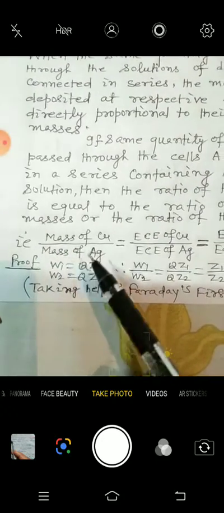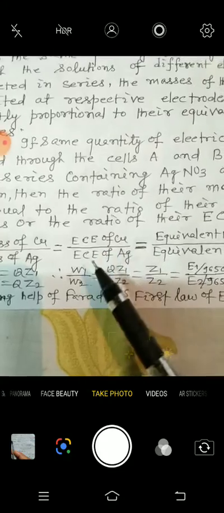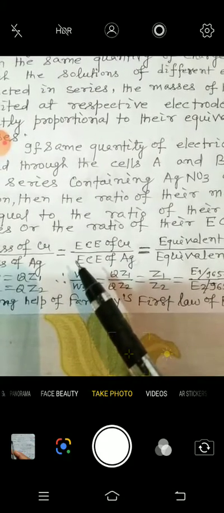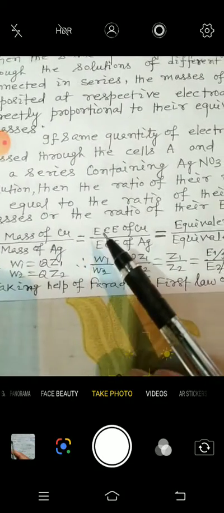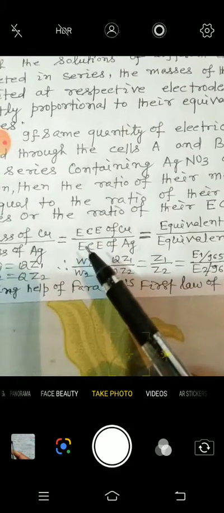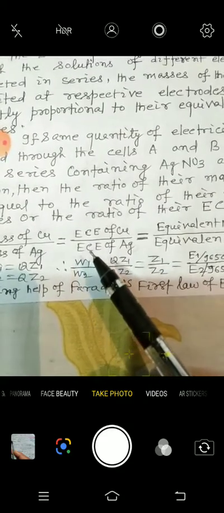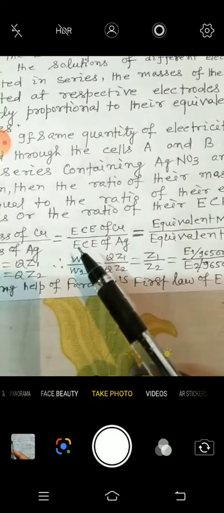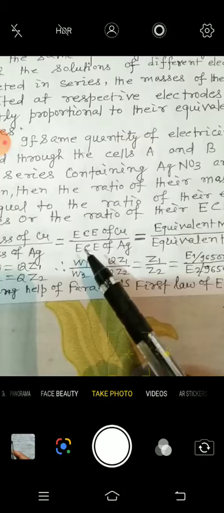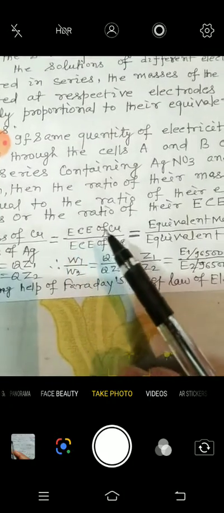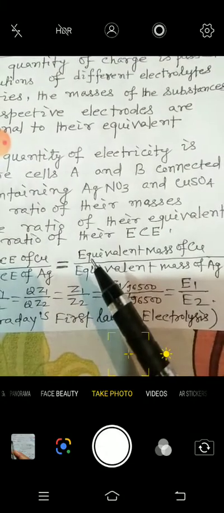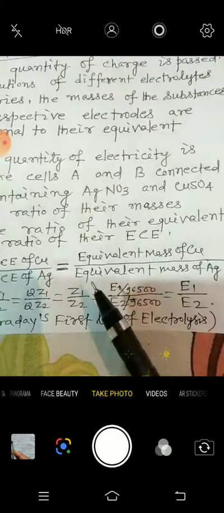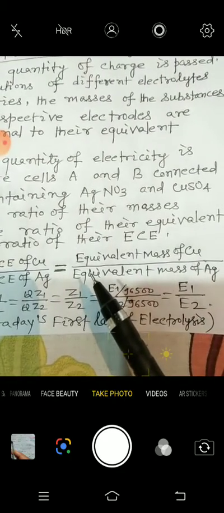The mass of copper by the mass of Ag is equal to the ratio of the ECE of Cu to the ECE of silver, which will be equal to the ratio of the equivalent mass of copper to the equivalent mass of silver here.